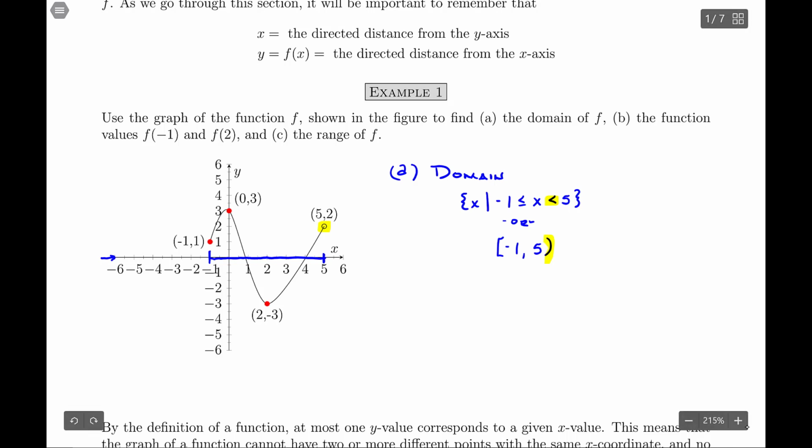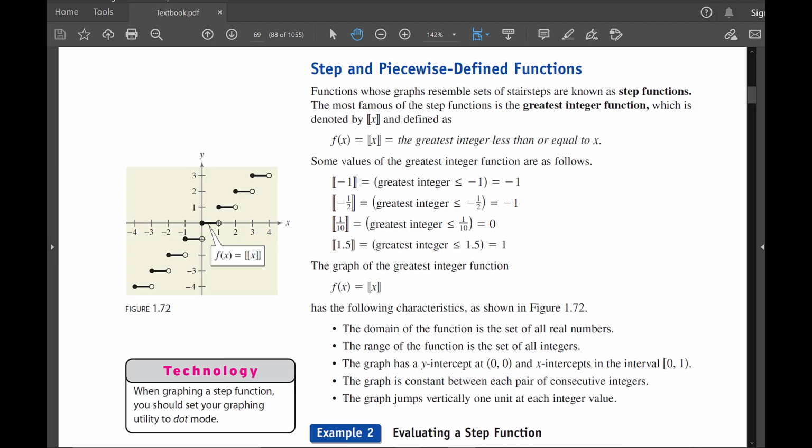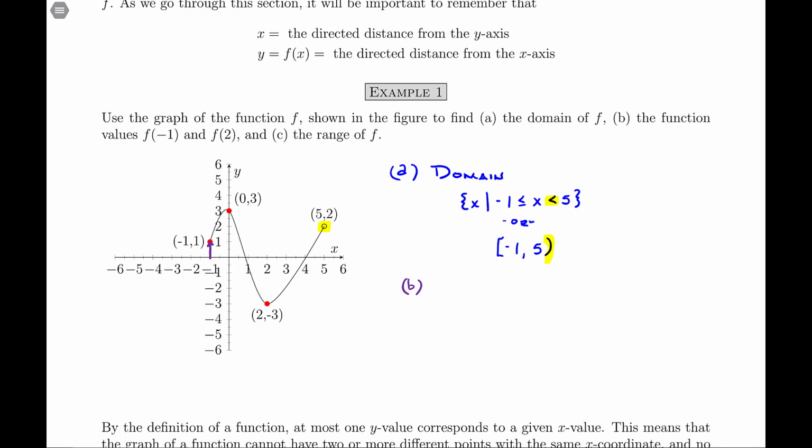For part B, we are looking at the function value at f of -1. What that means is we just go to -1 on the x-axis and we go up to the y value on the graph. That corresponding y value is +1. So f of -1 is equal to 1, because that generates the ordered pair (-1, 1). X is the input, y is the output.